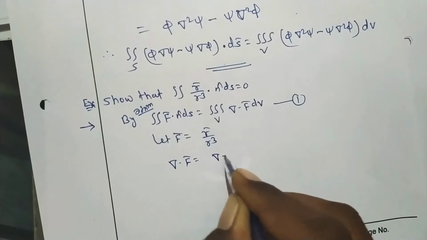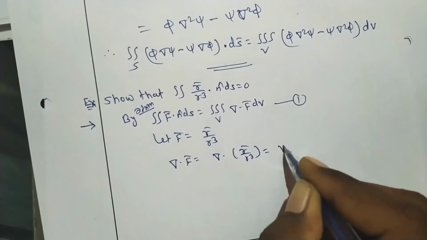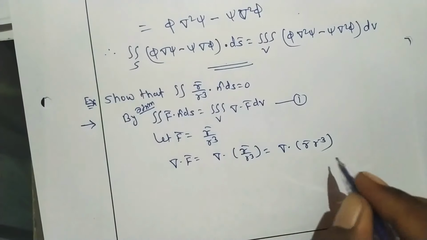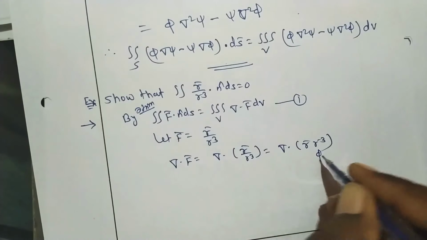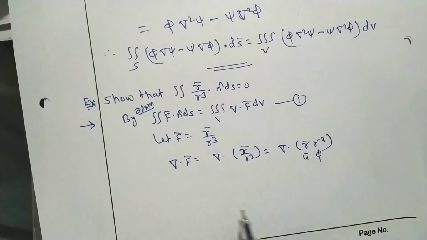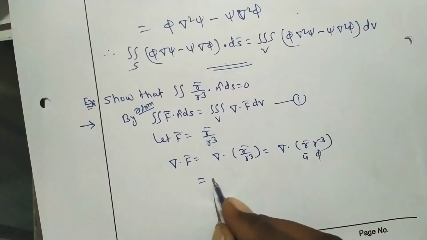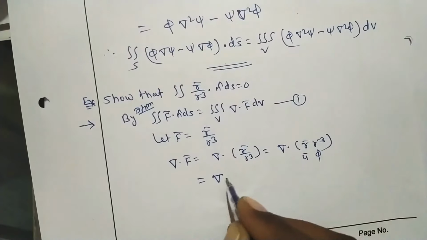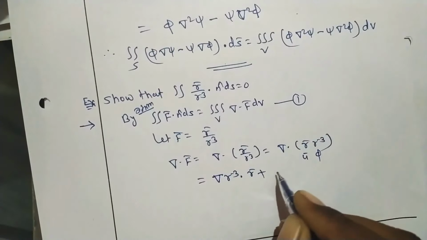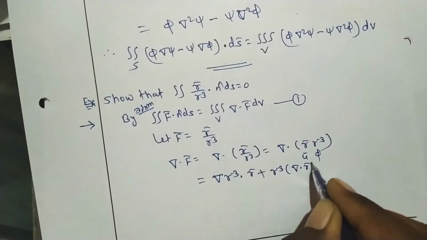So if f bar equals r bar upon r cube, then what is del dot f bar? Del dot f bar is equal to del dot r bar upon r cube, which is del dot of r bar into r raised to minus 3. This r raised to minus 3 is a scalar quantity, say phi, and r bar is a vector quantity, say u bar. So for solving this we again use identity number 1, that is del dot phi u bar. So what is del dot phi u bar? It is del phi, meaning del of r raised to minus 3, dot r bar, plus phi, which is here r raised to minus 3, into del dot r bar.